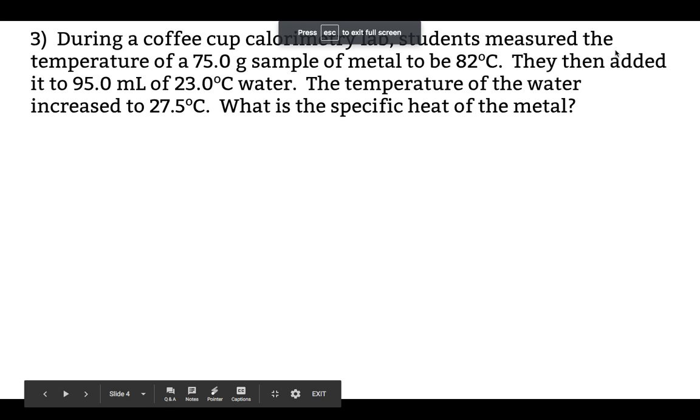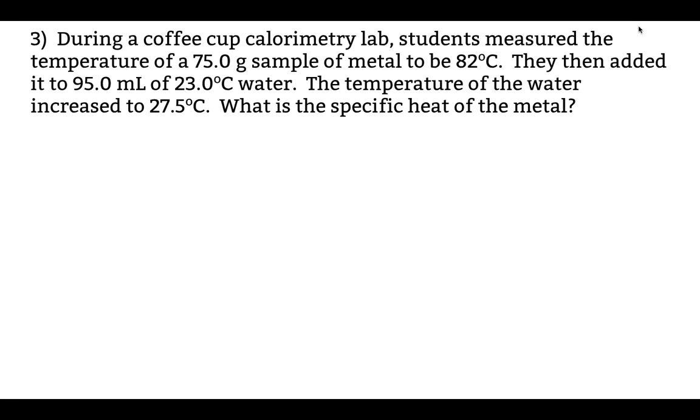Okay, you guys, number 3 on our review sheet, some more calorimetry here. So this is just like our specific heat of a metal lab. During the coffee cup calorimetry lab, students measured the temperature of a 75-gram sample of a metal to be 82 degrees Celsius. They then added it to 95 milliliters of 23.0 degrees Celsius water. The temperature of the water increased to 27.5 degrees Celsius. So we want to know, what is the specific heat of the metal?